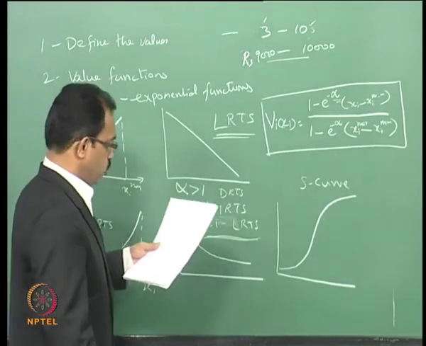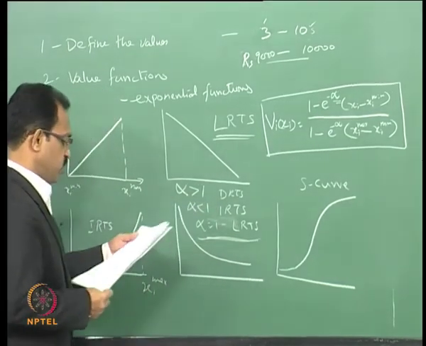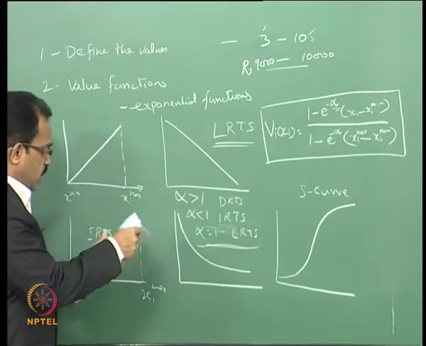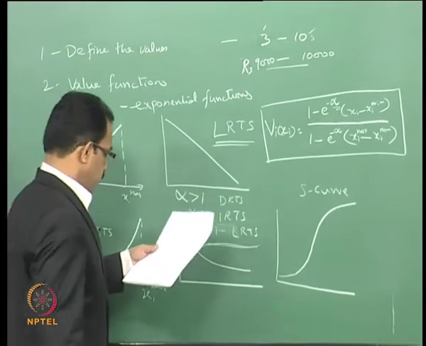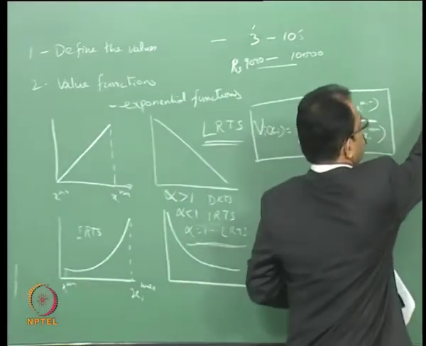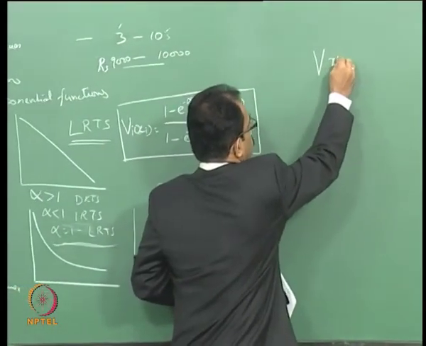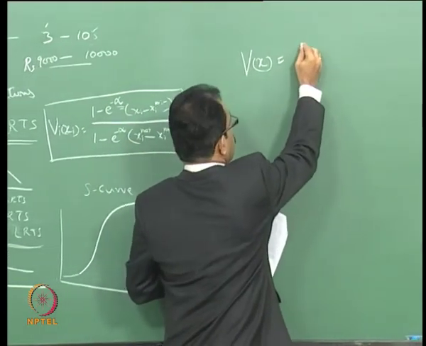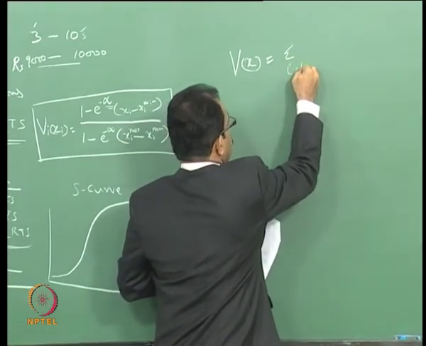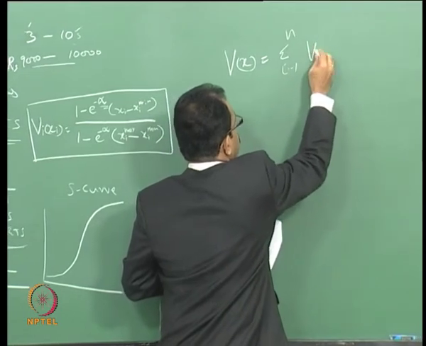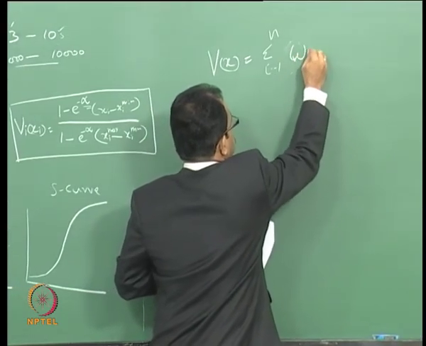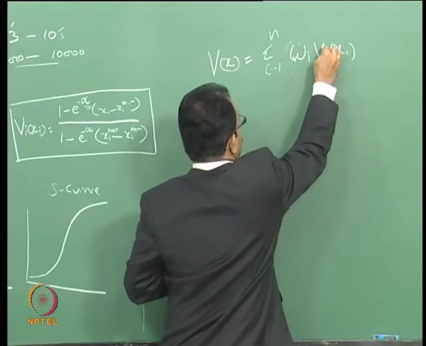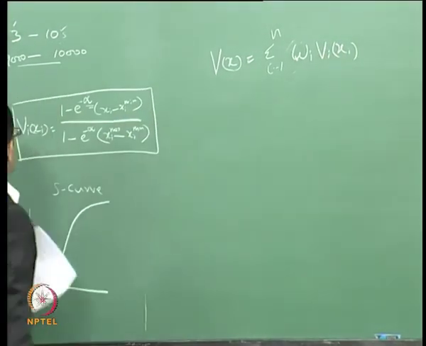Normalization, I already showed you the equation. So, you have the equation for normalization, and once you have this normalized curve, we can get the final function as V(x) is equal to the sum, sigma i equals 1 to n, of Wi Vi(xi).